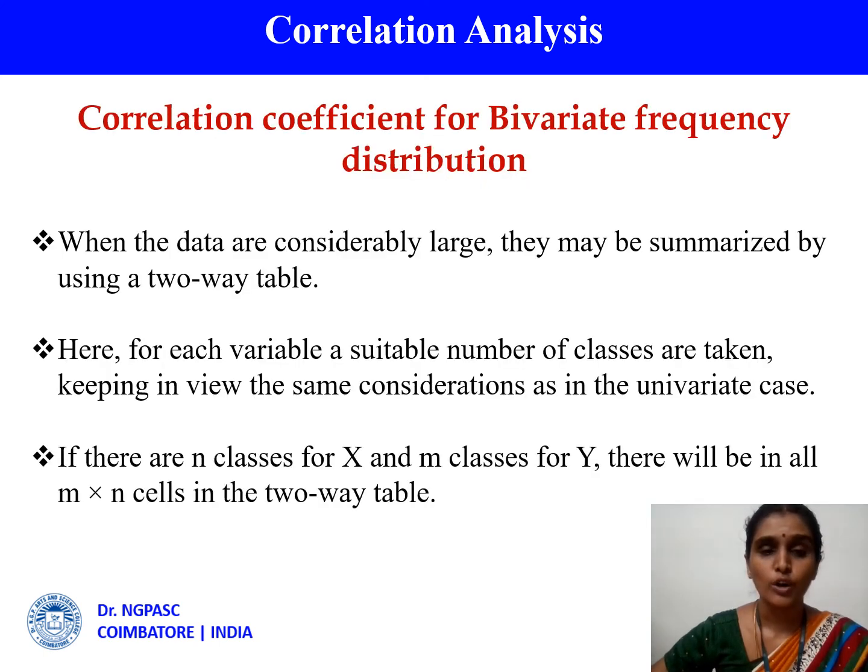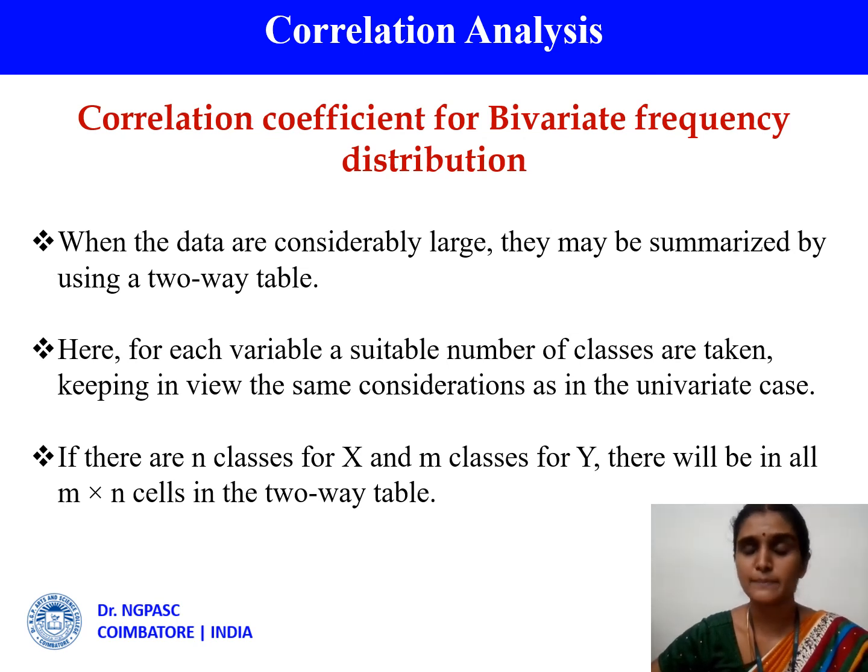Next, we can see correlation coefficient for bivariate frequency distribution. When the data are considerably large, they may be summarized by using a two-way table. For example, you are collecting 1000 sets of x and y variable. Is it possible to calculate the Karl Pearson's correlation coefficient using the previous method? Yes, it is possible, but it takes time. To avoid that, we can summarize the given data using a two-way table.